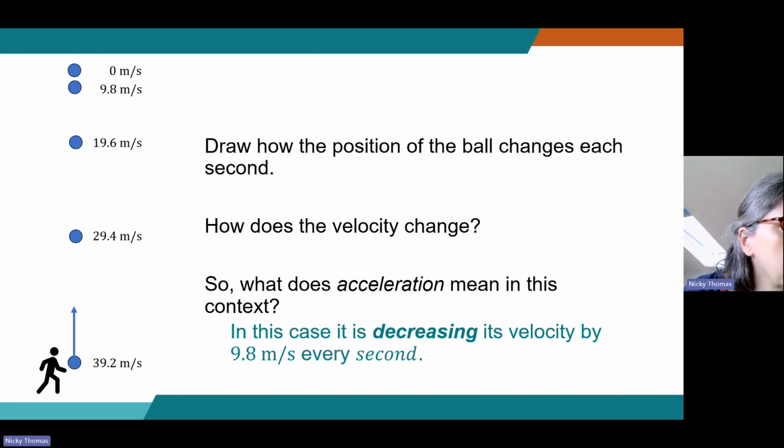So what you can see is that the ball traveling upwards is slowing down. Every second it is moving slower than it was the previous second. The distance it travels in each successive second gets less. And because the acceleration in this case is 9.8 meters per second squared, the velocity is getting smaller by 9.8 meters per second. So the ball is going upwards.